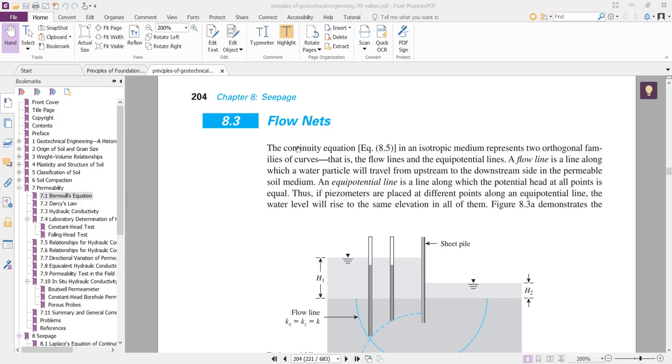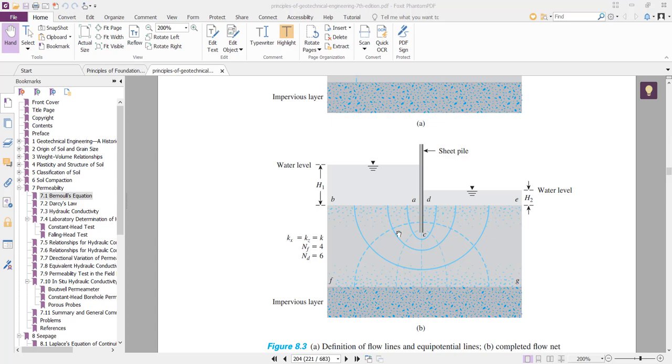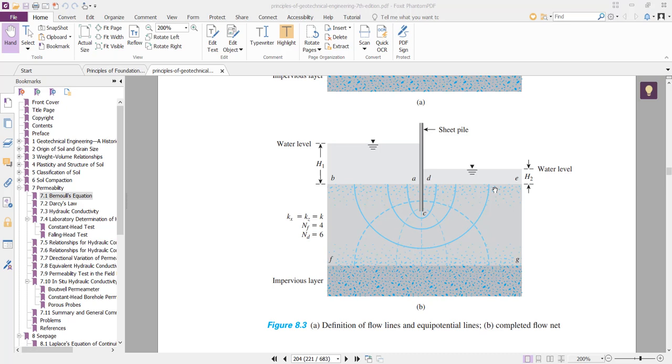If there is a difference in water level between this side and this side, we will start to divide this domain into lines. The water will start to move like this, then like this, then like this, as we can see in this picture or graph. We can see that our problem will be divided into flow lines, which represent the lines of the water flow through the soil.